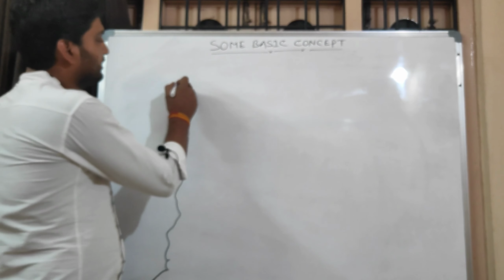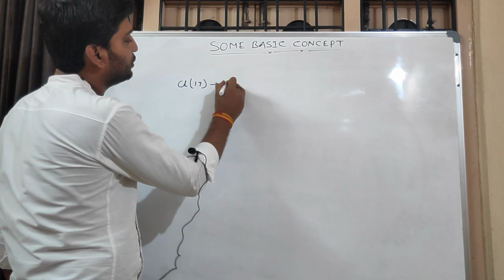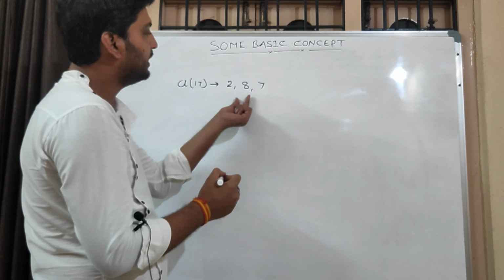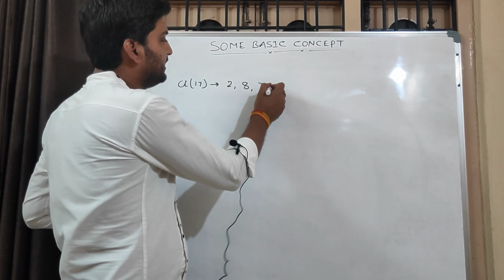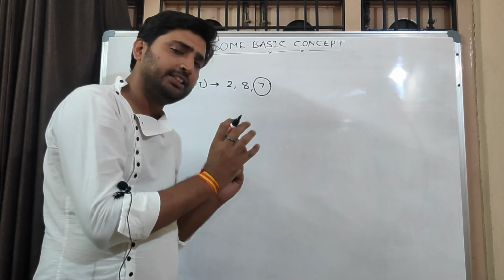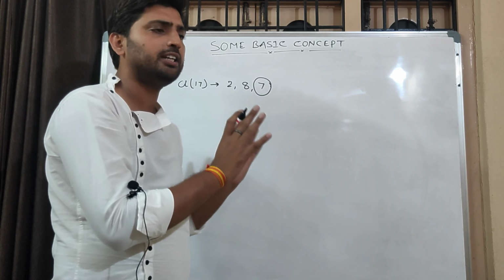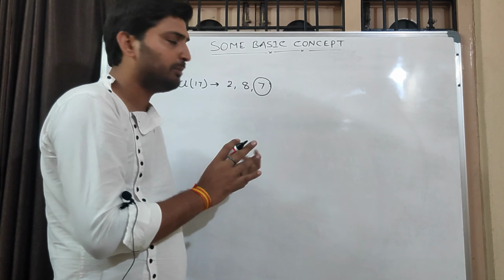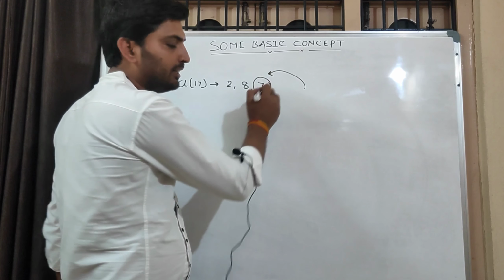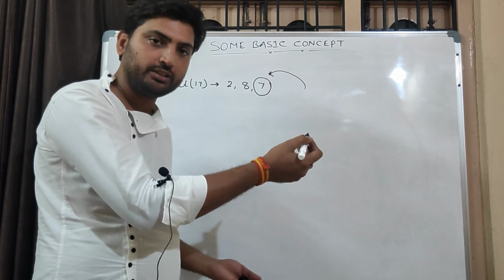Now see one more example, chlorine, 17. So the electronic configuration will be 2, 8, 7. For chlorine, see here, it already has 7 electrons in the outermost shell. So it is easy to gain 1 electron from another atom rather than donate 7. What will happen here? The chlorine will take one electron from other atoms like sodium, because sodium has to lose one electron, it has to donate one electron.